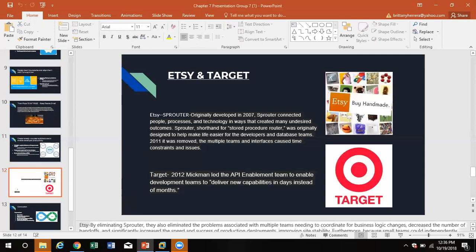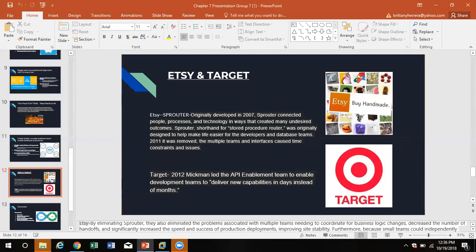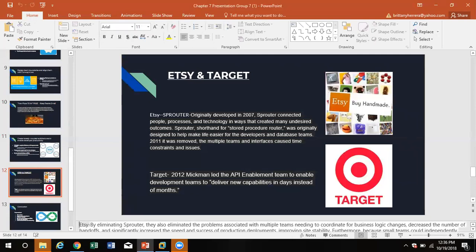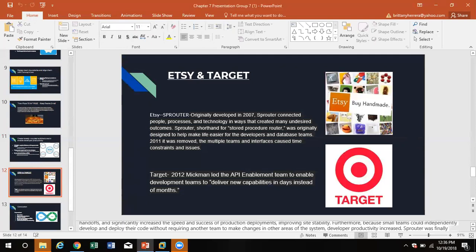And by eliminating Sprouter, Etsy eliminated the problems that were associated with the teams needing to coordinate for business logic, and it decreased the number of handoffs and significantly increased the speed and success of production and deployments. So that ended up being a good thing. They had a team involved with trying to figure out what was causing some time constraints. So they got rid of Sprouter, and got some success from that.